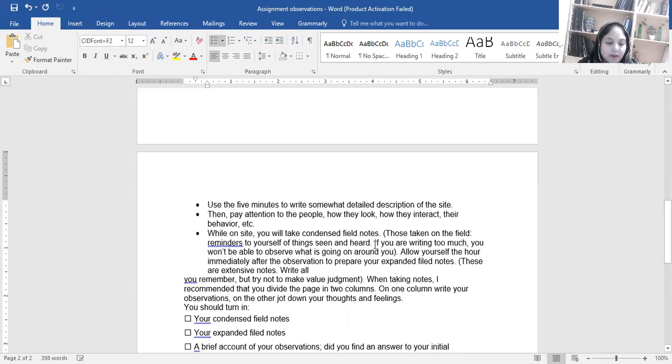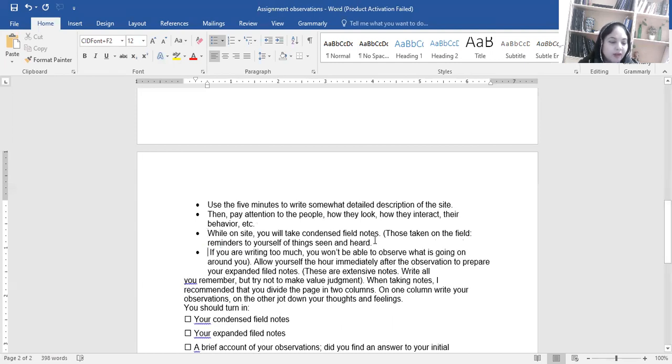बहुत ही descriptive आपके field notes होंगे, जिसमें आपने each and everything वहाँ पे बतानी है। Your notes should not be in bullet form, it must be descriptive in nature, और बहुत thick description होगी, which we have already discussed in class. The qualitative data must be thick. If you are writing too much, so you won't be able to observe what is going on around you.